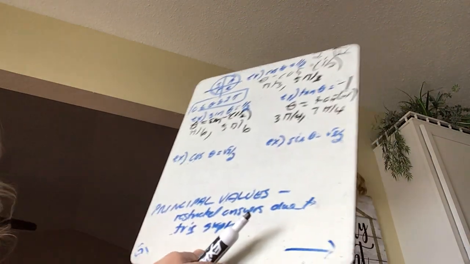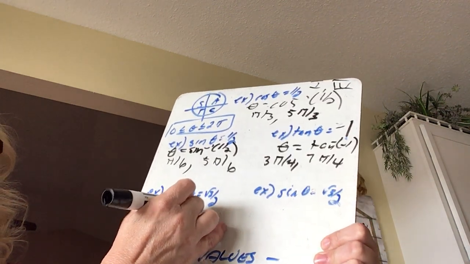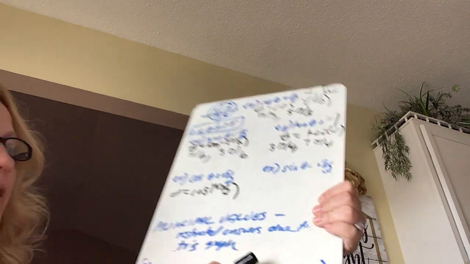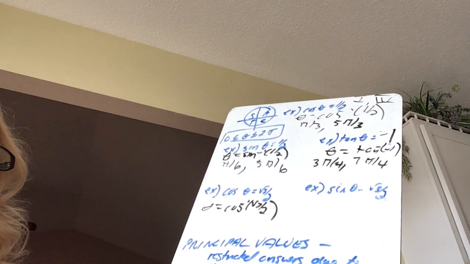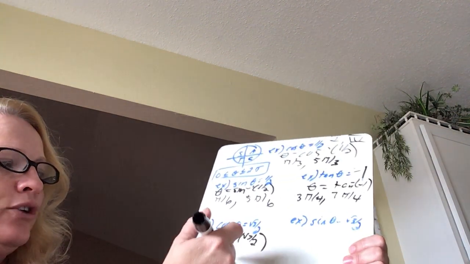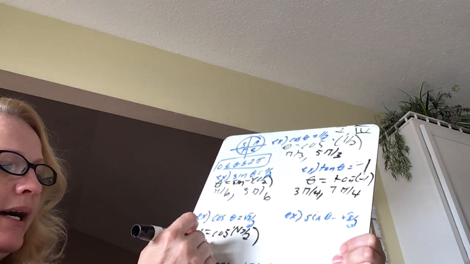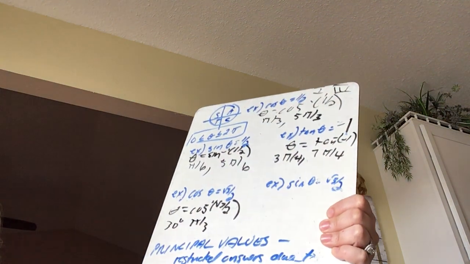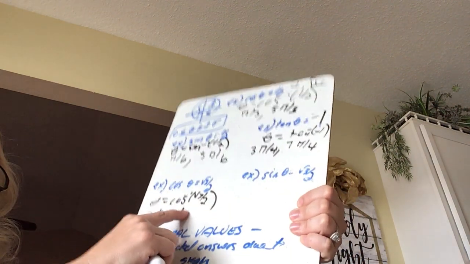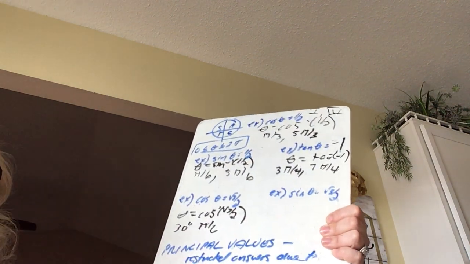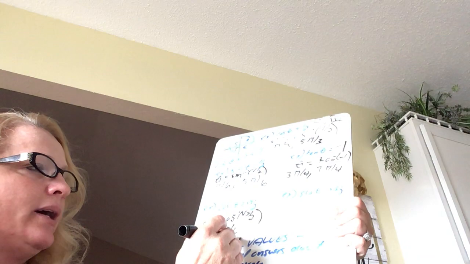Okay, let's do a couple more. So, cosine theta equals square root of 3 over 2. Again, this is why we've got to know our ratios. So, cosine inverse of square root of 3 over 2. Where is cosine square root of 3 over 2? That is quadrant 1, and that would be 30 degrees or pi over 6. Cosine is also positive in quadrant 4. What uses 30 degrees as a reference in quadrant 4? That would be 330 or 11 pi over 6.